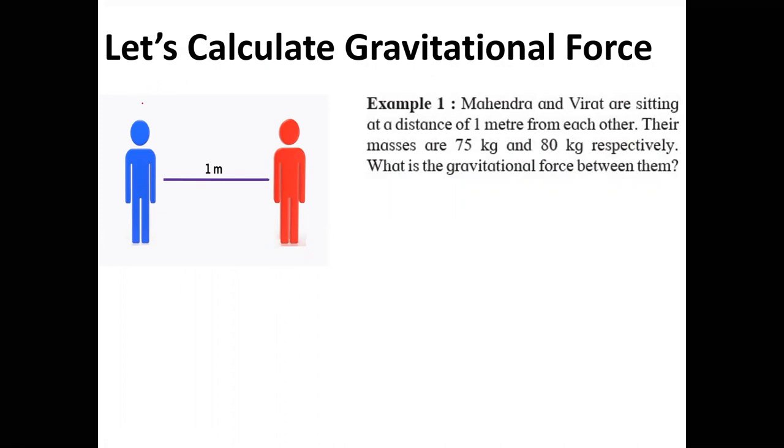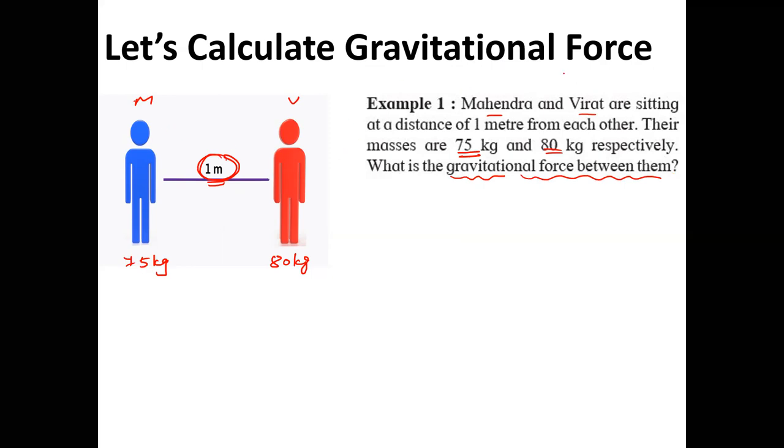Suppose this is a person A. Here they have given the names Mahendra and Virat. So Mahendra and Virat are apart from each other at a distance of 1 meter. They are sitting together at a distance of 1 meter. See, Mahendra ka mass kitna hai? 75 kg. Virat ka mass is what? 80 kg. And the distance between them is 1 meter. So now what they are saying is, find out the gravitational force in between them. So we will solve this now.